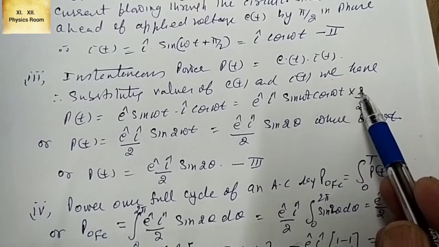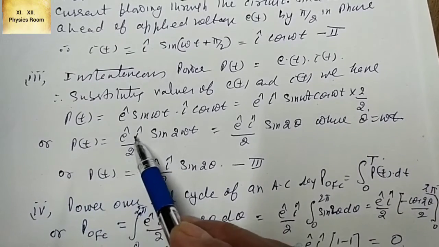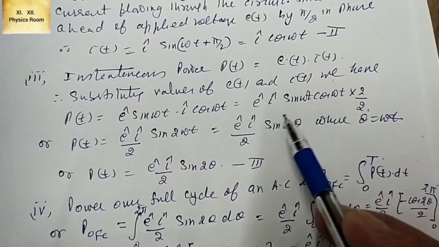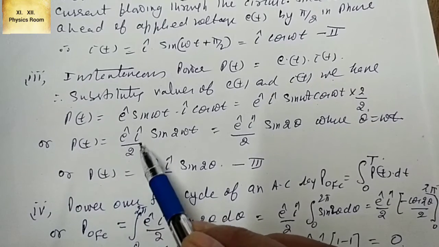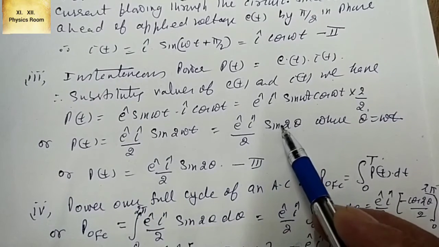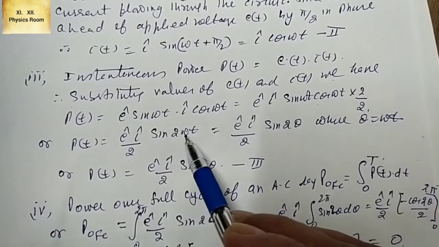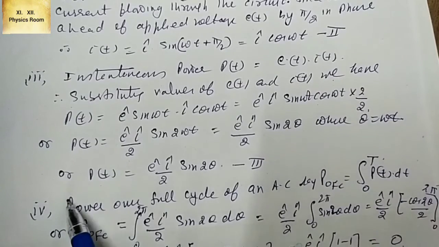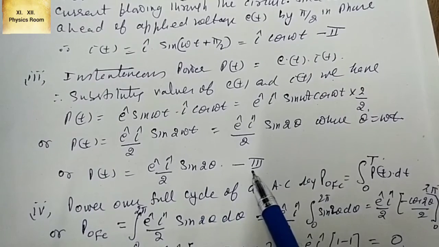We multiply it by 2, divide by 2. Therefore p(t) is equal to E max I max by 2. We bring 2 here, and 2 sin omega t cos omega t is sin 2 omega t. So p(t) is equal to E max I max by 2 into sin 2 omega t, or it is equal to E max I max by 2 sin 2 theta, where theta is omega t. We replace omega t by theta here. Let us mark it as equation number 3.